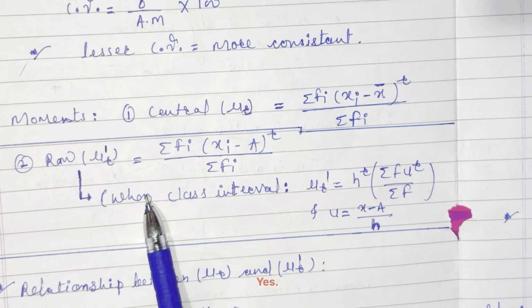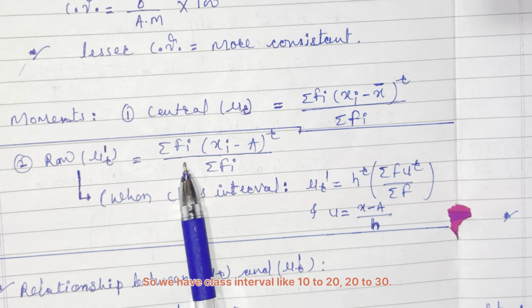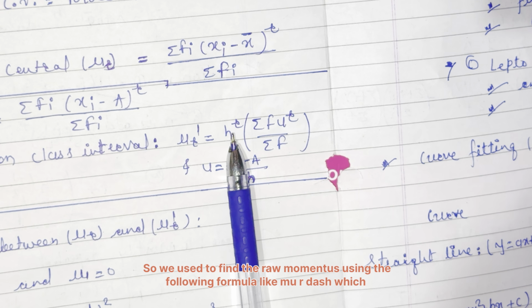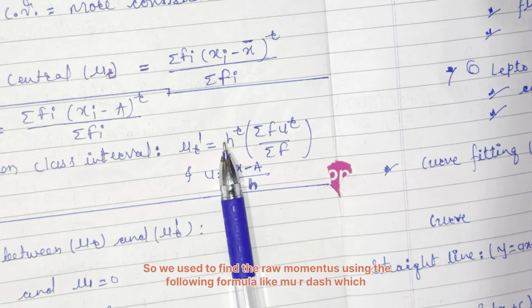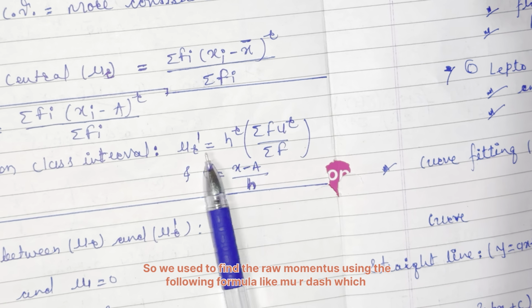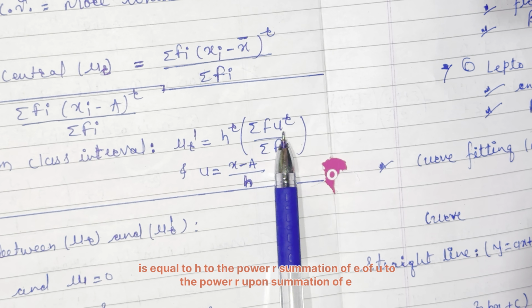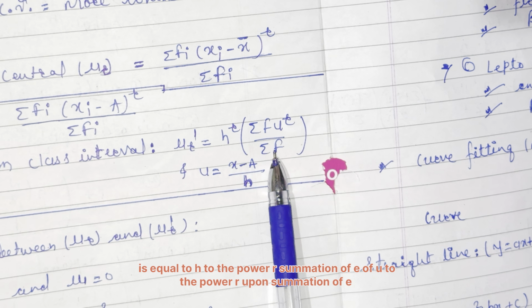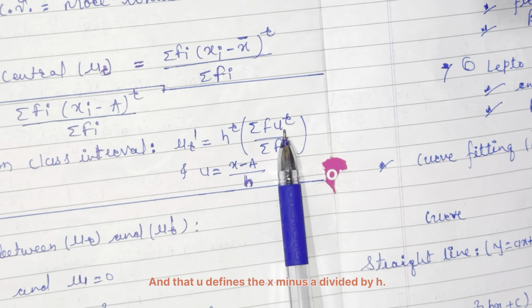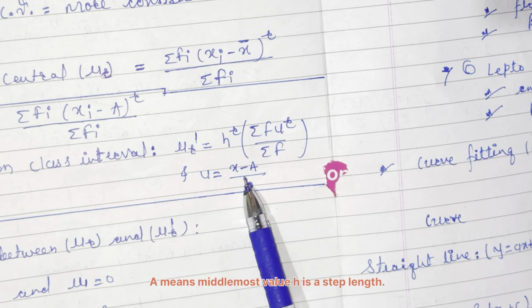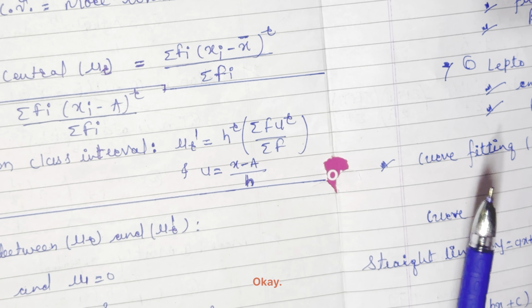When we have a class interval like 10 to 20, 20 to 30, we find the raw moments using the following formula: mu r dash equals h to the power r times summation of f u to the power r, upon summation of f. And u is defined as x minus a divided by h. A means the middlemost value, h is the step length, that means the interval length.